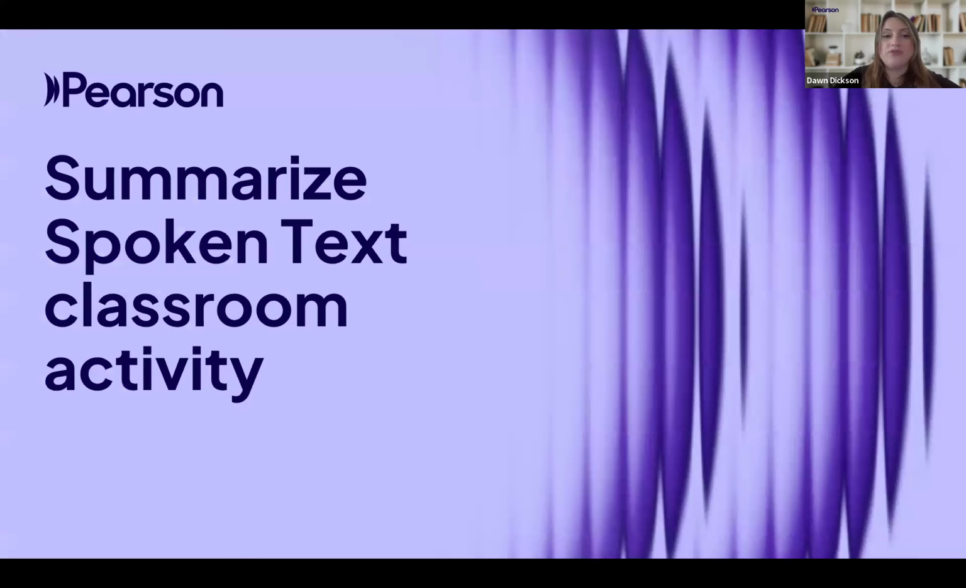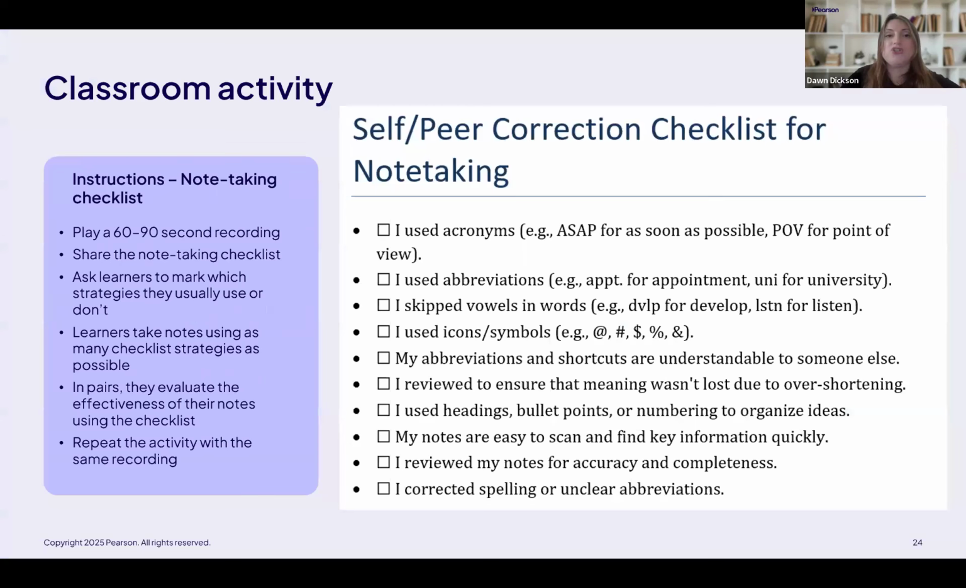Okay, let me move on to the following slide. So here we've got an activity, so a classroom activity for summarized spoken text. So we thought this classroom activity would be something nice for you to try to help your students with this particular question type. So the classroom activity, it is raising awareness of note-taking.